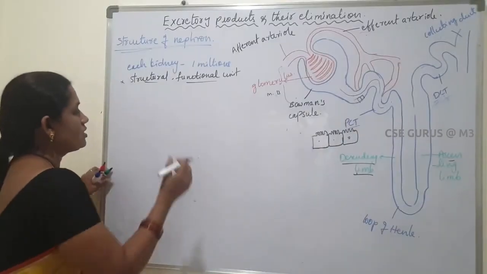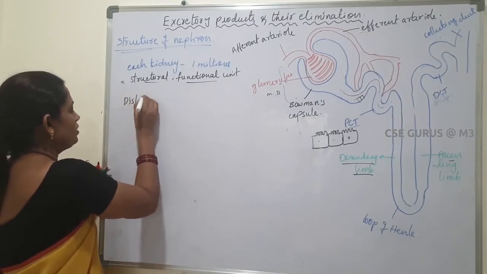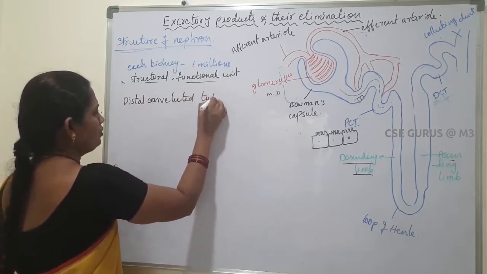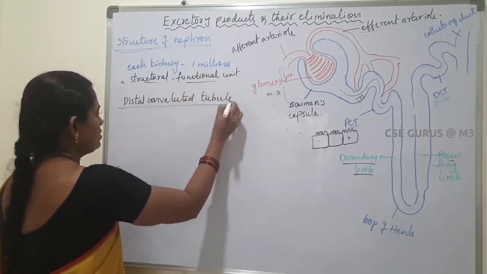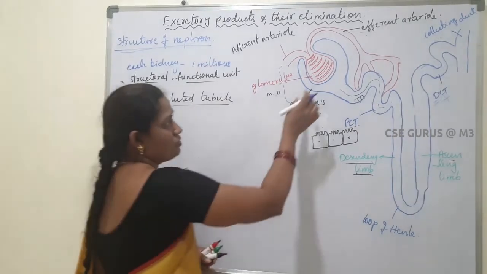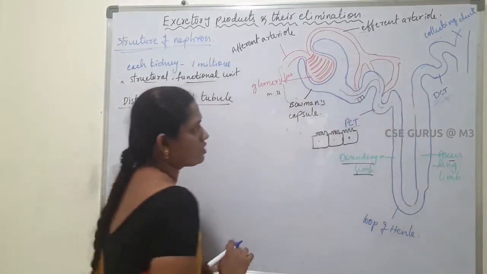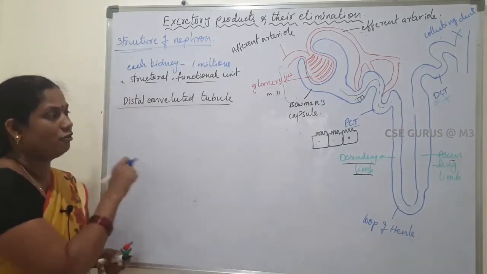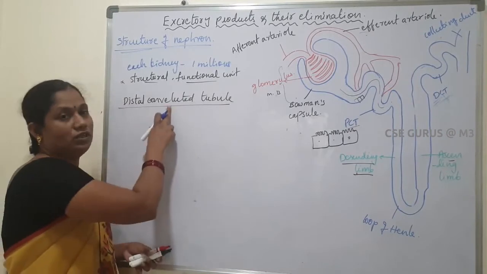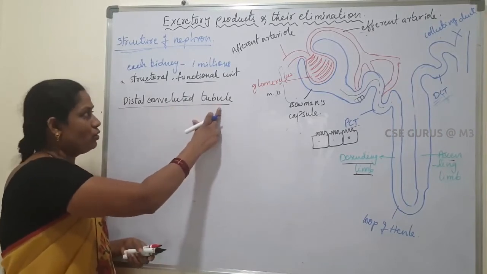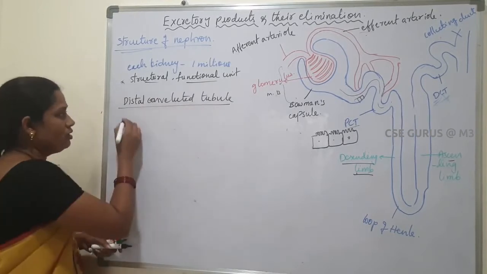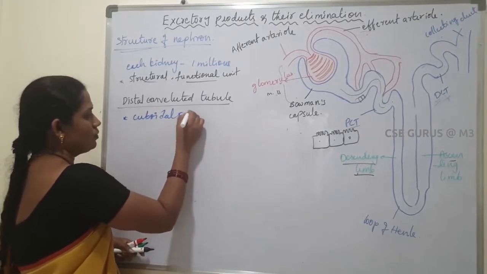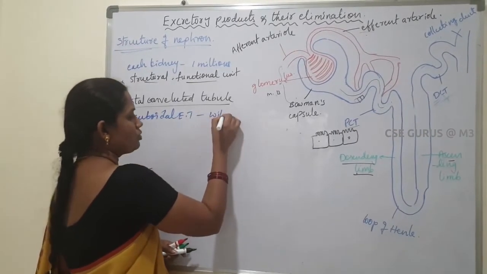Next, the distal convoluted tubule. Distal means it is away from the Bowman's capsule, that's why it is called distal. Convoluted means it is a highly folded structure. It is a tube-like structure, so tubule. The distal convoluted tubule is also made up of cuboidal epithelial tissue, but without a brush border.